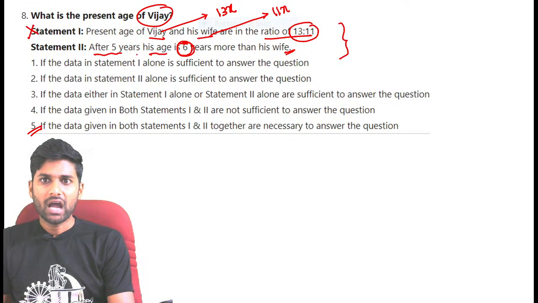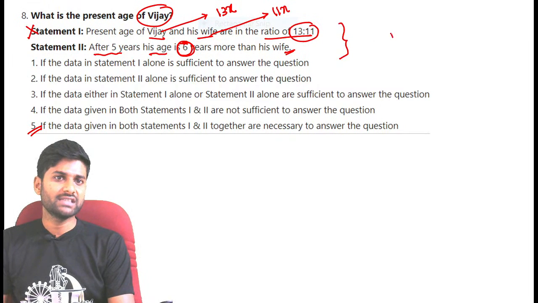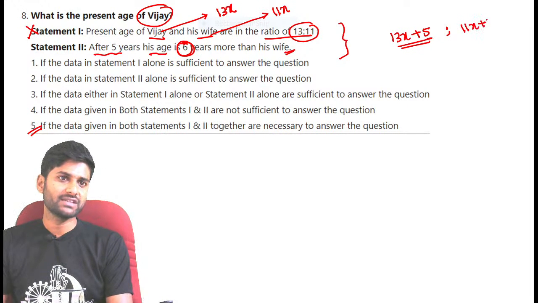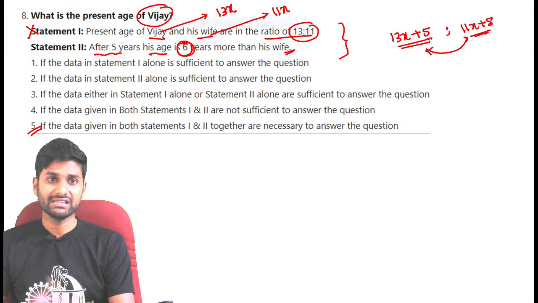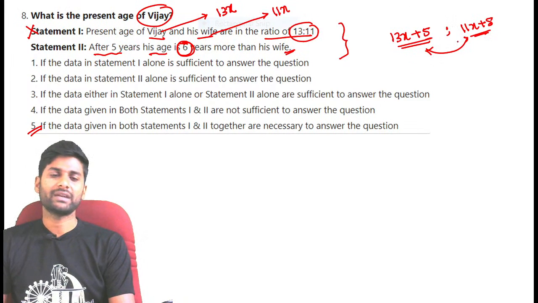Now see, after 5 years, Vijay's age is 13x plus 5. The wife of Vijay is 11x plus 5. What is the information? After 5 years, the difference of their ages is exactly equal to 6 years. Now see, it means Vijay is 6 years more than this particular person.